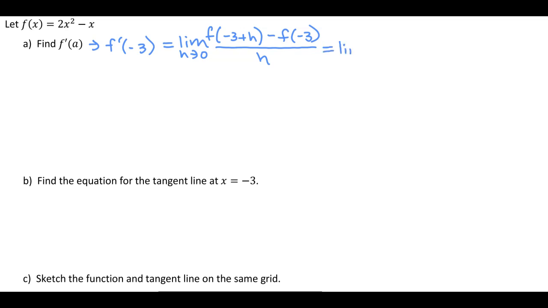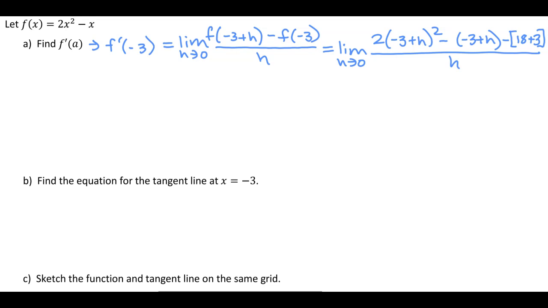So this will turn into the limit as h approaches 0. Keep that limit until you evaluate it, of 2 times -3 plus h squared minus -3 plus h. And then I need to subtract off that original function evaluated at -3. So we'll say minus 2 times 9, basically, so 18, minus -3, so there's going to be a plus 3 in there, and that's all divided by h.